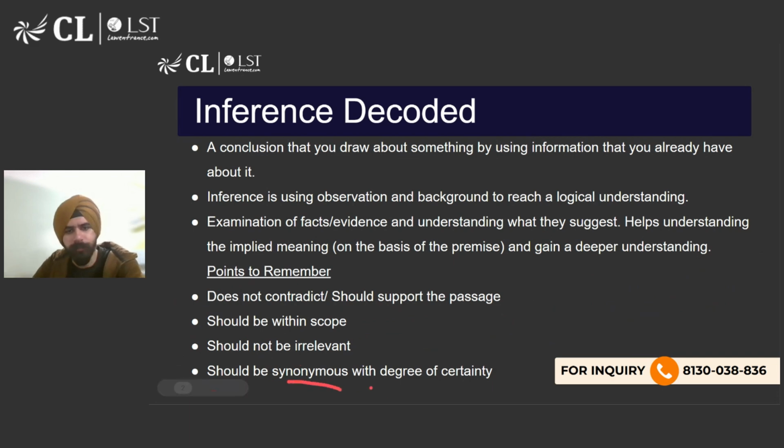And it should be synonymous with the degree of certainty. If the author is saying something with a lot of certainty, your answer would also have a lot of certainty, and vice versa. That is what that means. So I hope we all have a fair bit of understanding on how to approach conclusions and inferences. Let's start evaluating ourselves by practicing a few questions.